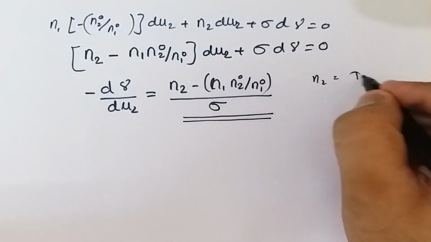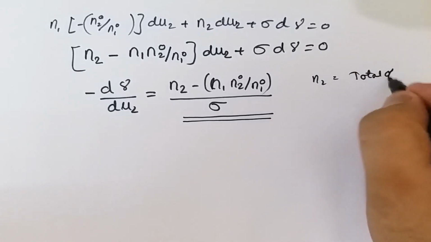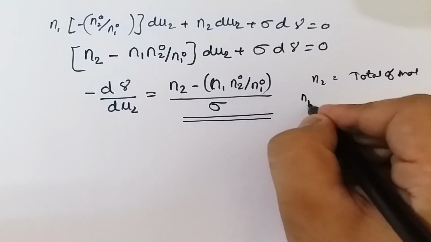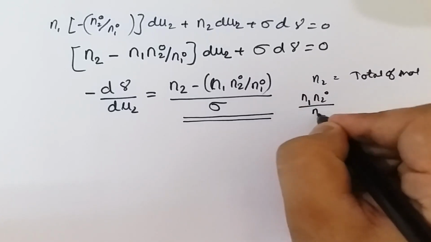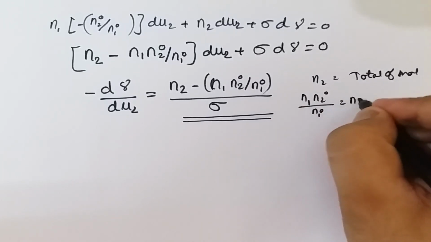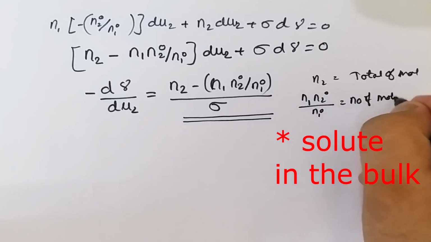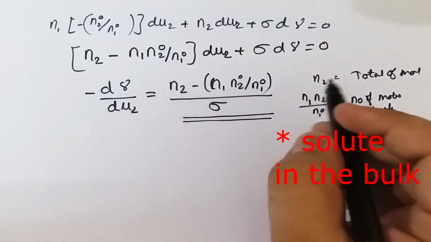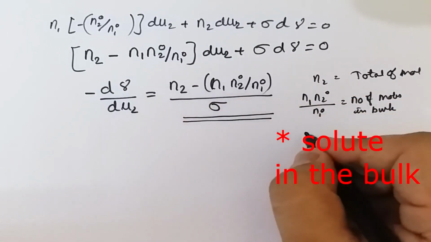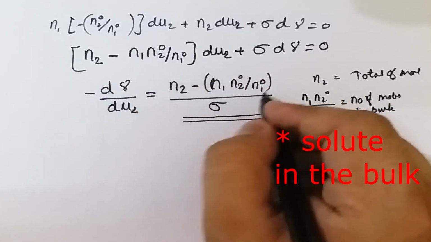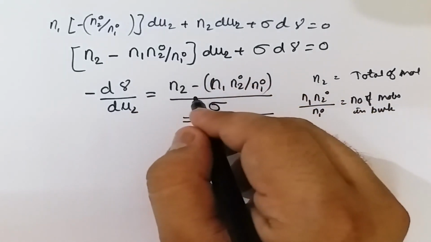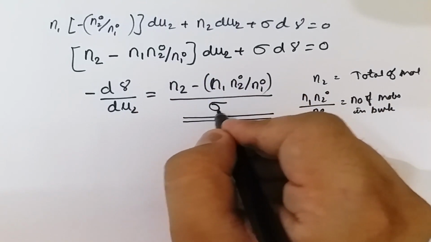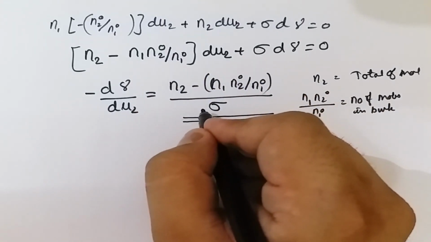So N2 is the total number of moles of molecules, and this term, N1 N20 upon N10, gives the number of moles of our solvent in the bulk. So this difference will give us the number of moles of the molecules which are present in or on the surface, and that divided by surface area will give us the surface excess.